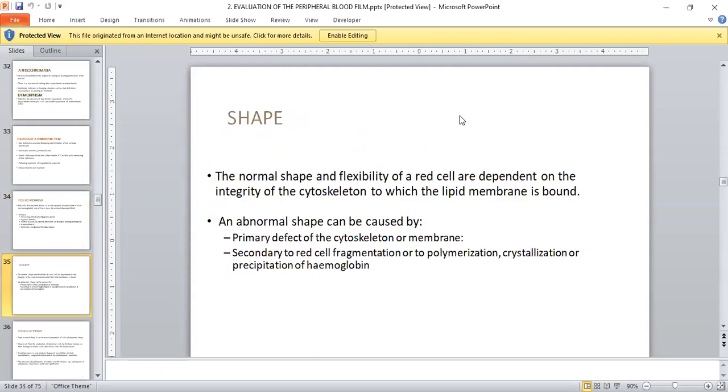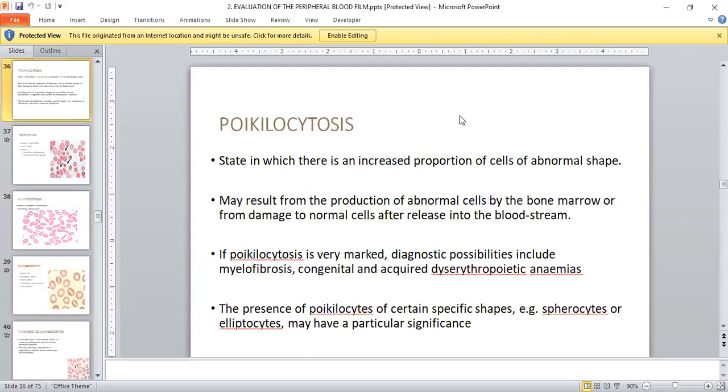Okay. So these were the notes for the various problems that can occur with the red blood cells. So we can just start with this one. Poikilocytosis is a state in which there's an increased proportion of cells of abnormal shape. Just that.